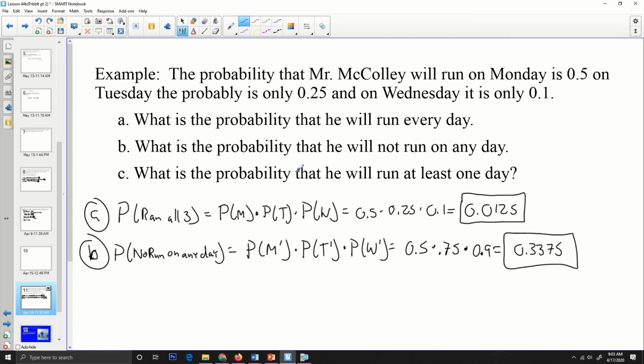All right. So what is the probability that he will run on at least one day? Well, here's the thing. The probability of at least one day is the complement of no running. All right. So if I'm saying what is the opposite of not running at all, that's going to be running at least once. So what we're going to do, instead of trying to calculate all of those values, the probability of at least once, that'll be the complement of no running.